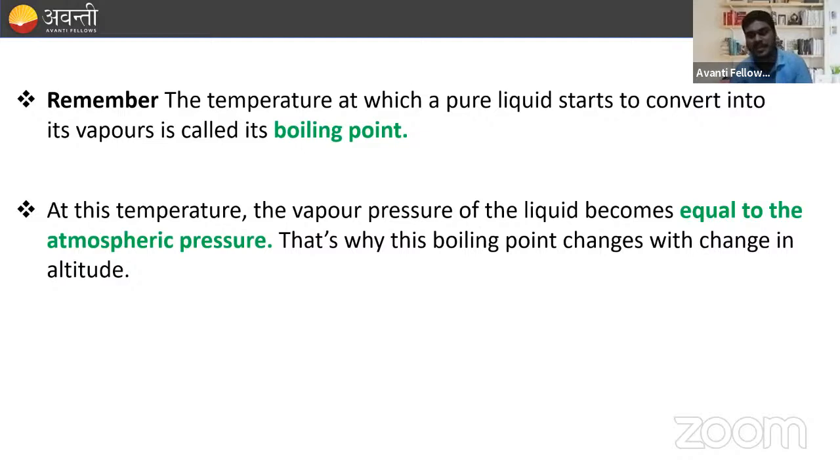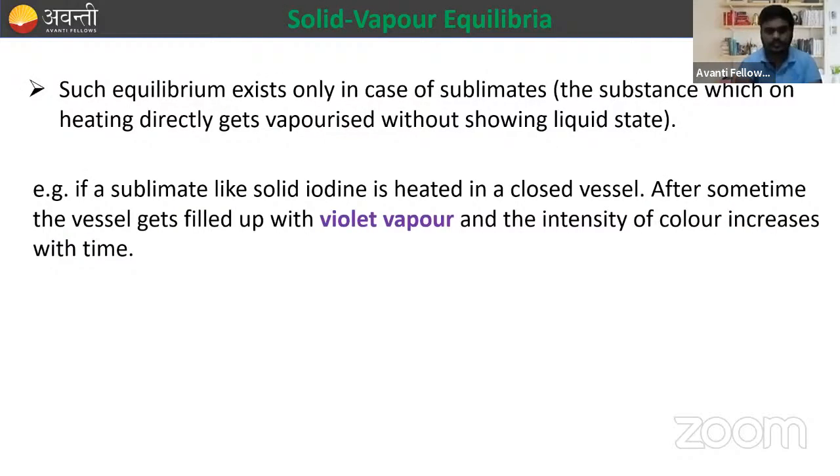At this temperature, the vapor pressure of the liquid becomes equal to the atmospheric pressure. That's why the boiling point changes with the change in altitude, right? Always remember, the boiling point depends upon the pressure. Whenever there is a change in the pressure, there is also a change in the boiling point. So if in a hilly area or any other place the atmospheric pressure is less, then the boiling point is also less. That's why the boiling point changes with altitude. These two points are very important to learn, so try to remember them.